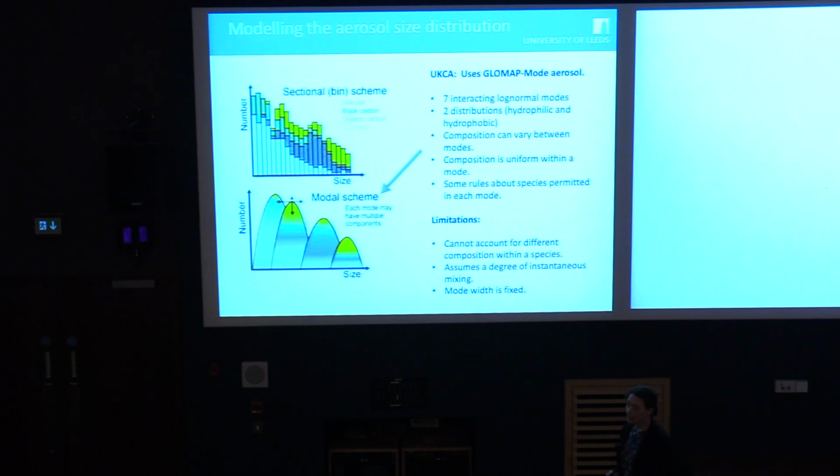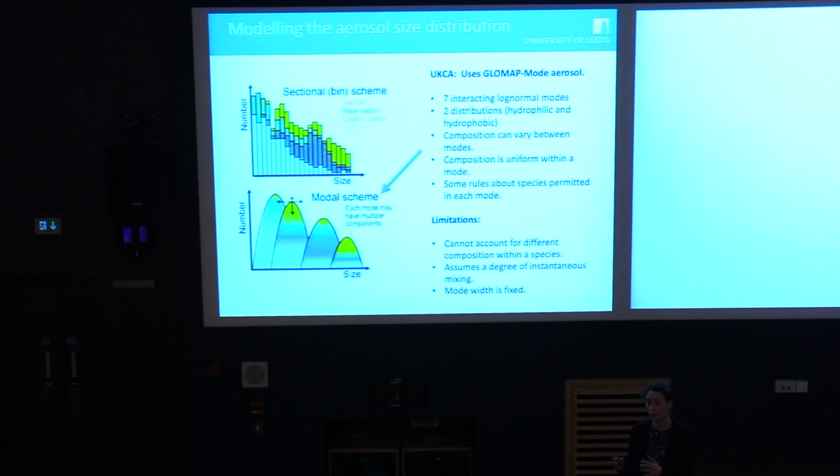So within UKCA, we have a modal scheme. We represent the aerosol size distribution using a number of interacting modes. We can switch modes on, we can switch modes off. We can choose how many modes we want to use to represent the aerosol size distribution. The best version of GLOMAP uses 7 interacting log normal modes. These are split between 2 distributions, and the way that we do that is we choose to identify a hydrophilic distribution and a hydrophobic distribution.